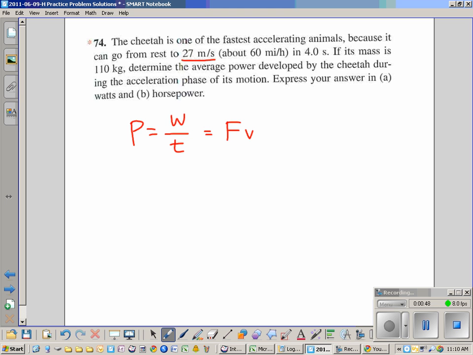We could do this by dynamics. This could be done with F equals ma and with kinematics. Okay, but let's run through the problem and then I'll answer questions in a second. All right, so how are we going to find out?